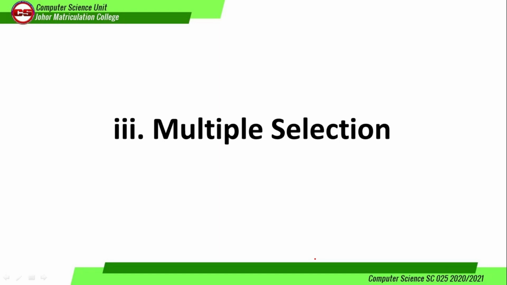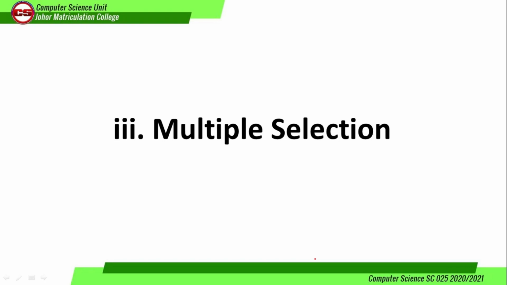The last type of selection is the multiple selection. What is the meaning of the multiple selection? It means you have a few choices, either three or more choices based on a condition.